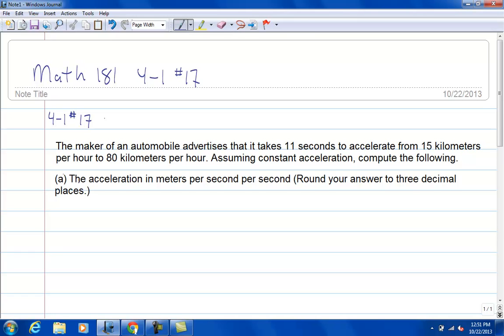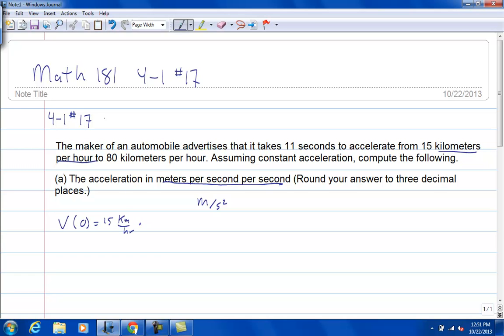So we want to get the acceleration. Well, first, they want this in meters per second per second. That's essentially meters per second squared. We have it in kilometers per hour, so the velocity at time 0, we'll start at index 0, the initial velocity, is 15 kilometers per hour.